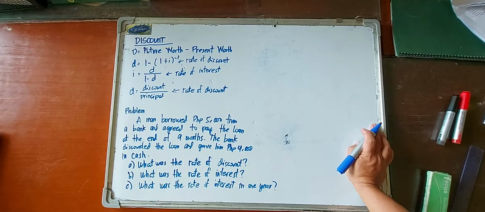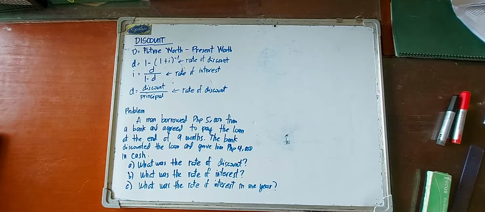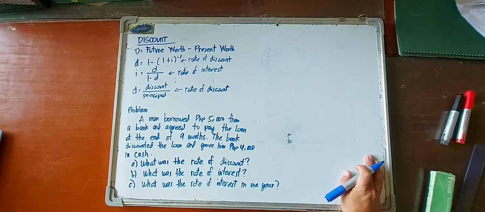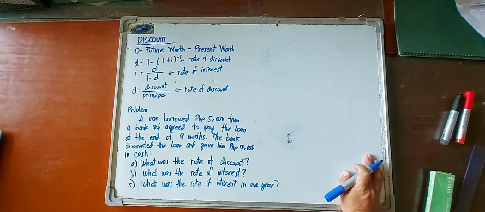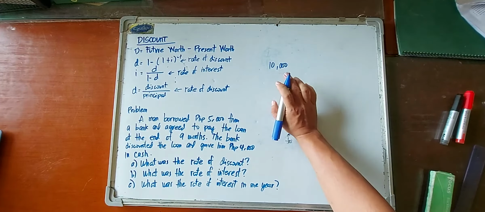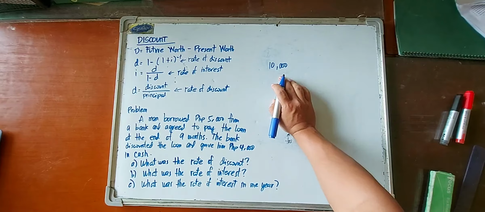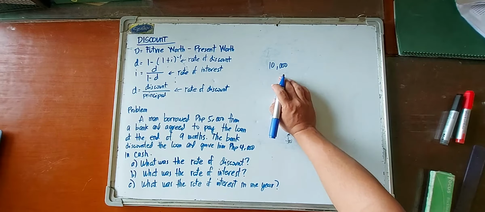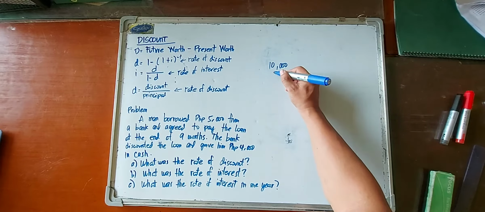So this is something that is practiced by many lending companies, like cooperatives also. They are practicing this principle, the principle of discount. So when you borrow money, let's say for example, you want to borrow 10,000 pesos, and you're going to pay the amount after a year, and the computed interest is 1,000.